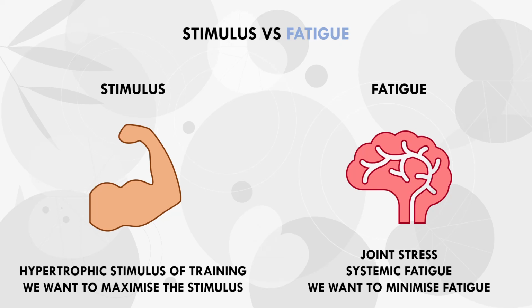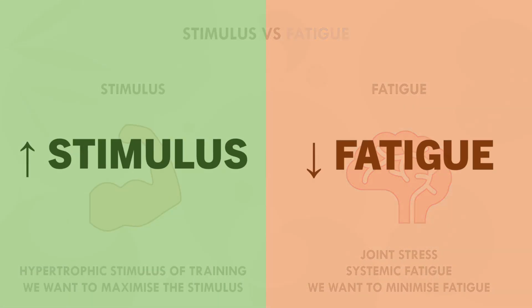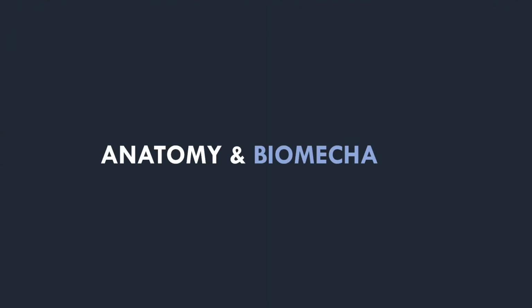So essentially, the goal for exercise selection is twofold: to maximize the hypertrophic stimulus and to minimize fatigue. Throughout the rest of this video, we will explore how to select the most effective exercises to achieve this. It should also be noted that stimulus and fatigue are influenced by other factors too, like lifting technique. So while exercise selection does play a role, it is not the only influential factor.